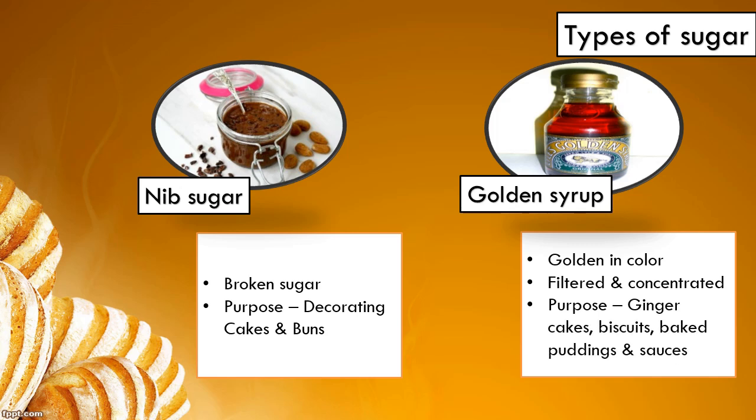It is filtered and concentrated and used for the preparation of ginger cakes, biscuits, baked puddings and sauces. So far, we have seen the different types of sugar. Now, let us discuss the role of sugar in bakery.